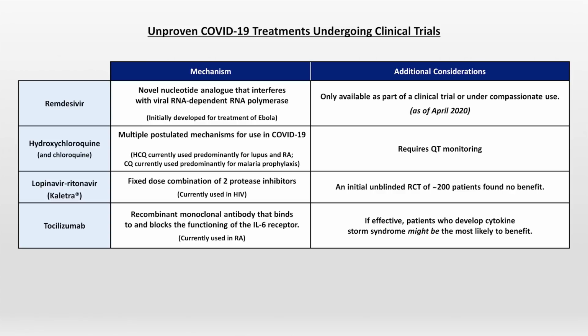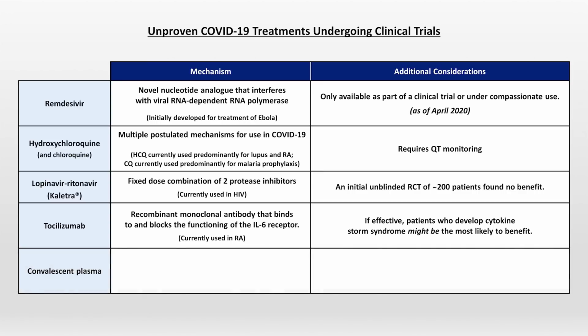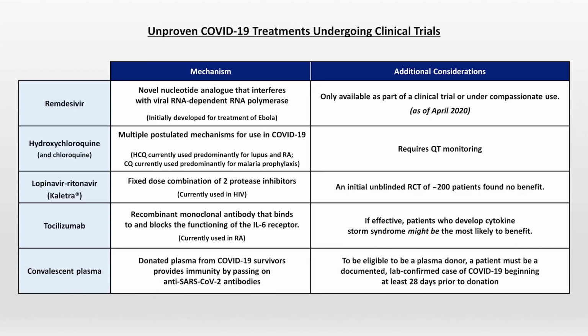And the last experimental treatment I'll mention is convalescent plasma, in which donated plasma from COVID-19 survivors provides immunity by passing on anti-SARS-CoV-2 antibodies to the recipient. The idea of convalescent plasma has been around for over 100 years, well before scientists had any understanding of the immune system, though it's played minimal role in the treatment of infectious diseases since the advent of antibiotics and vaccinations.